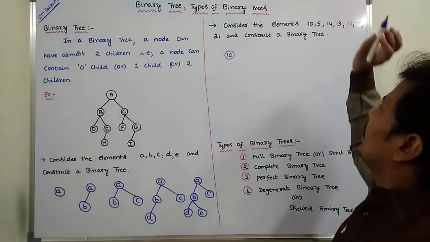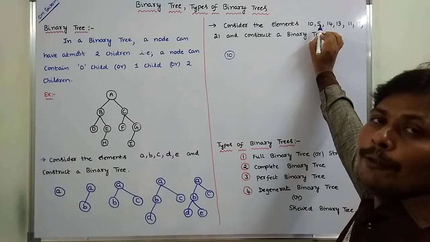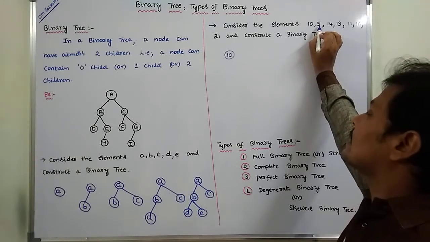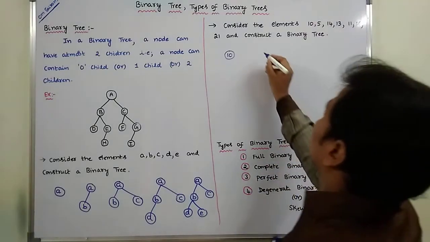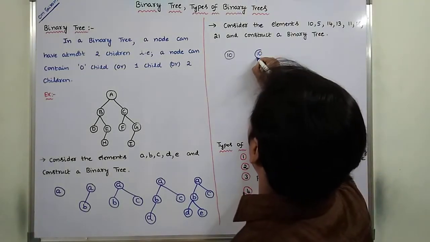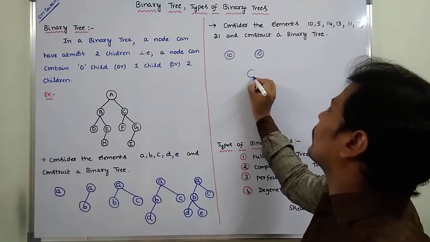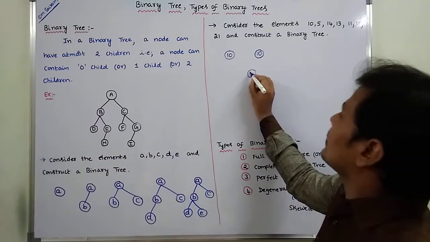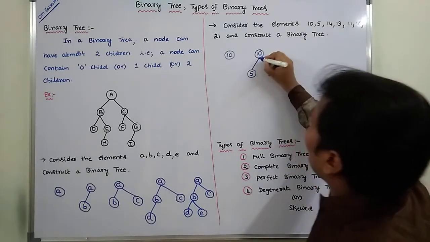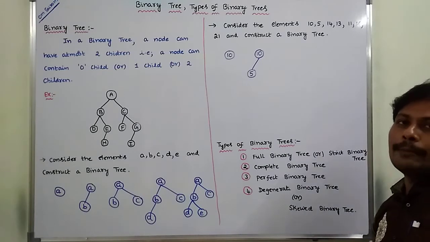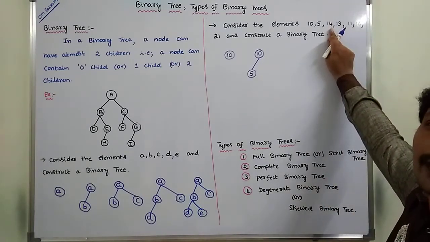Okay, the next element we want to insert is 5. So 5 can be inserted as the left child of 10. We have to create a new node and insert the value into that node, and 5 becomes the left child of 10.